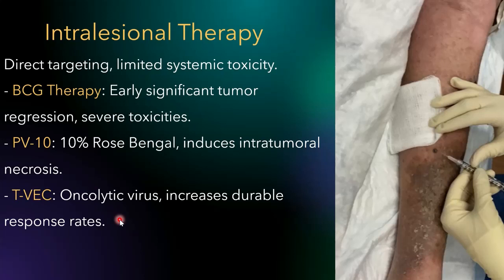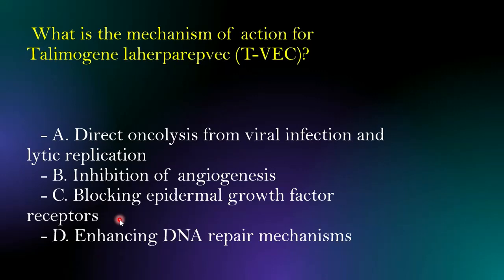When we give TVEC, it is not a chemical destruction. What happens is the virus goes into the tumor cells and destroys the tumor cells. So what is the mechanism of action of talimogene laherparepvec, TVEC? That is easier to pronounce, TVEC. A. Direct oncolysis from viral infection and lytic replication. Inhibition of angiogenesis, false. Blocking of epidermal growth factor receptors, false. Enhancing DNA repair mechanism, no, it destroys the DNA. So the answer is direct oncolysis from viral infection and lytic replication.